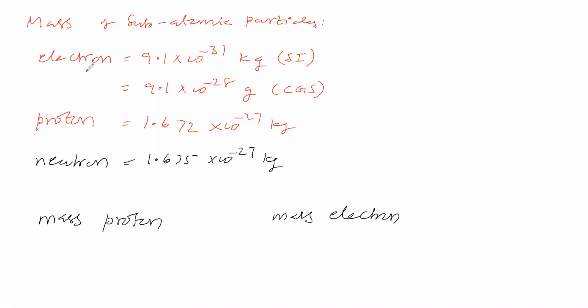So, which is having higher mass? Proton is having higher mass. How many times that of electron? Mass of proton is 1836 times that of mass of electron. Mass of proton is equal to 1836 into mass of electron. So, mass of proton is higher.